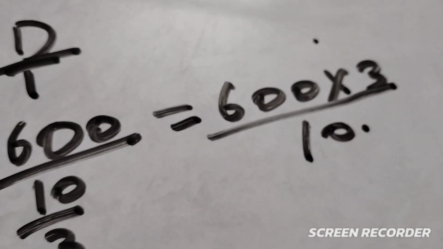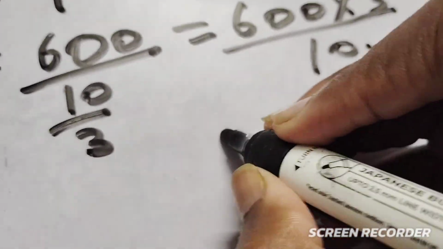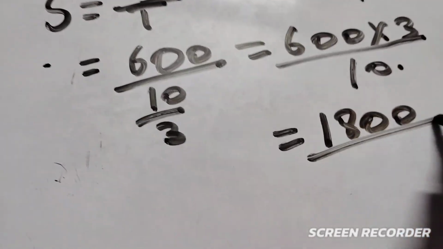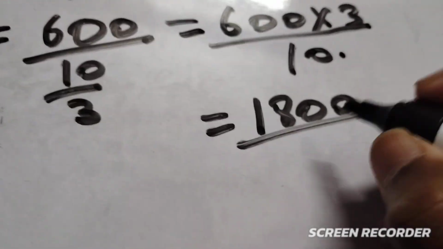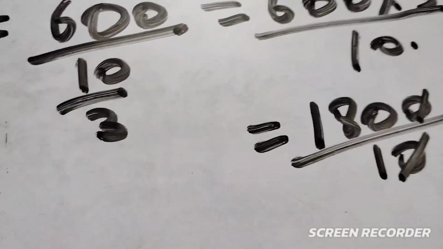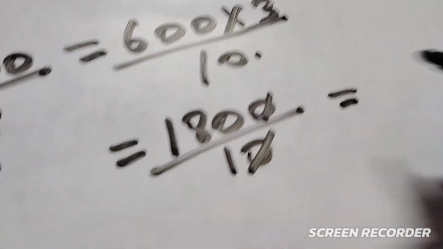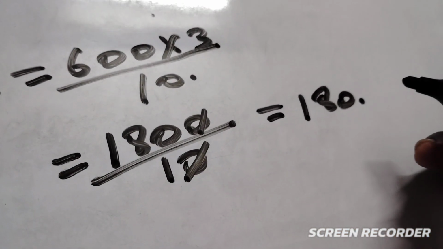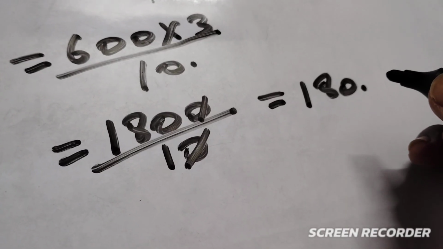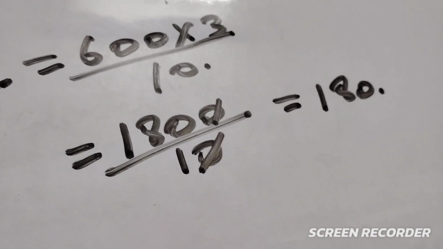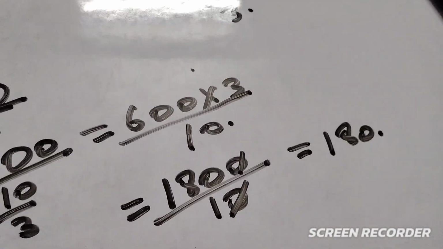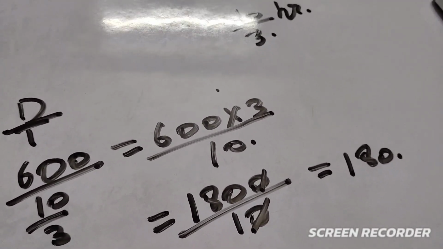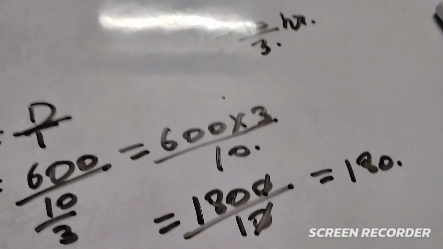Then it will go as 1800 upon 10. So it will come as 180. So the speed is 180. I'll recheck everything in a few minutes, and if anything is wrong, I will tell you.